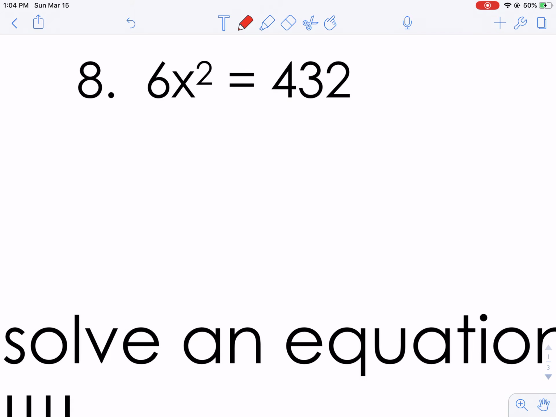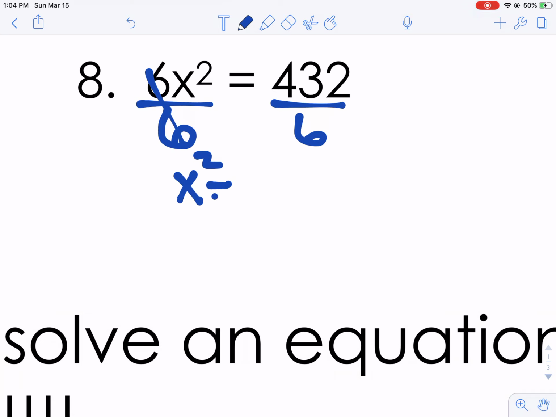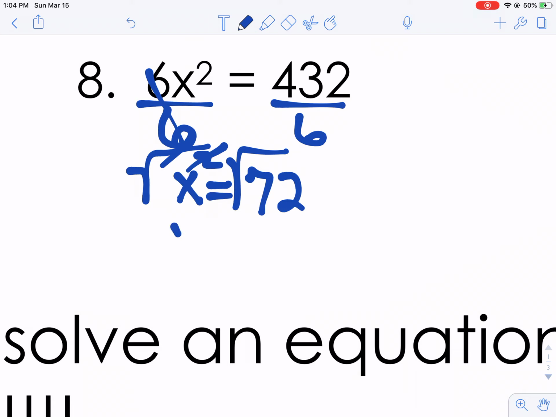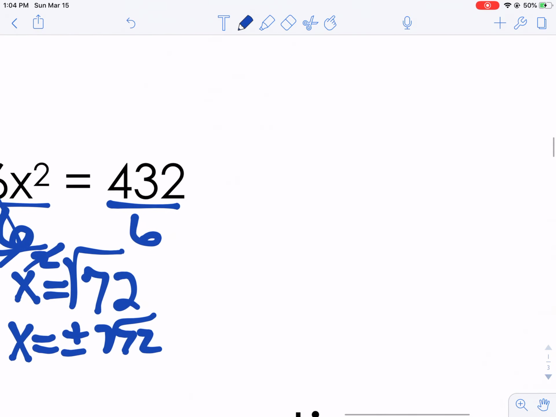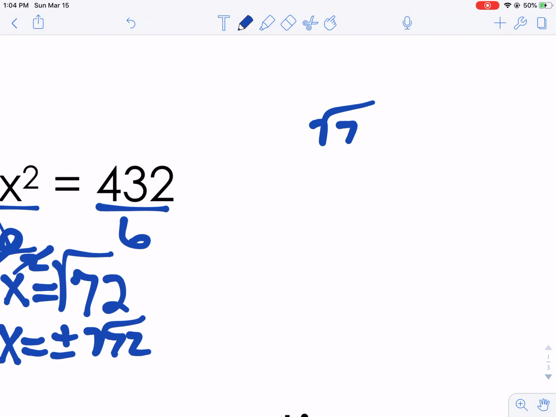All right, last example. Again, good one for you to try first. We have to divide everybody by 6 to isolate the squared term. 432 divided by 6 is going to be 72. Square root both sides. X equals, write down your plus minus before you forget. And we need to simplify the 72. There's no way I have room over there, so I'm going to write it over here. Square root of 72 comes out yucky if you type it in your calculator.